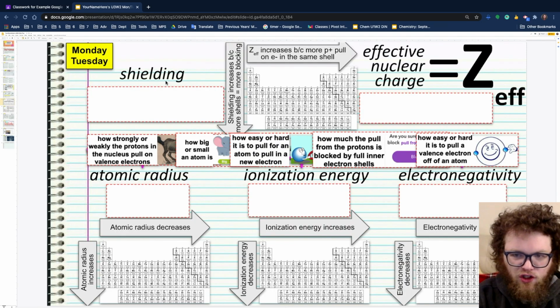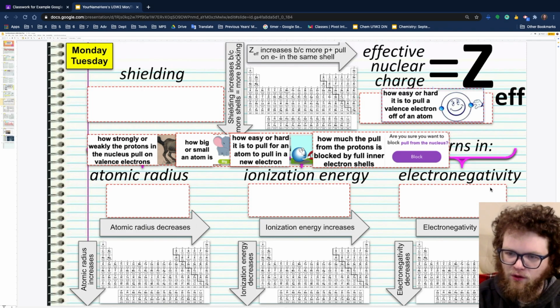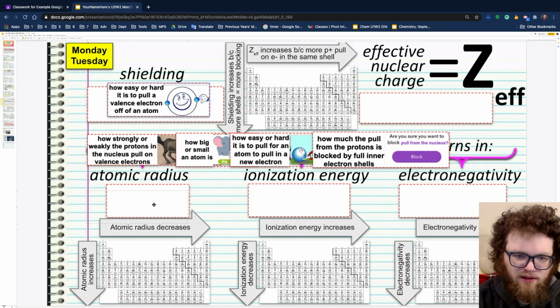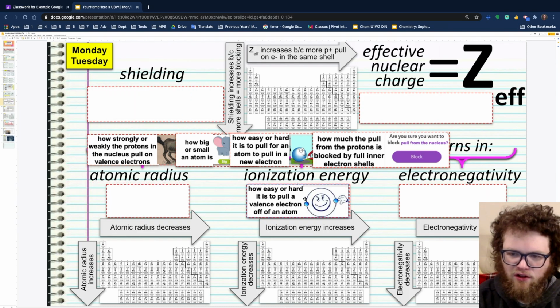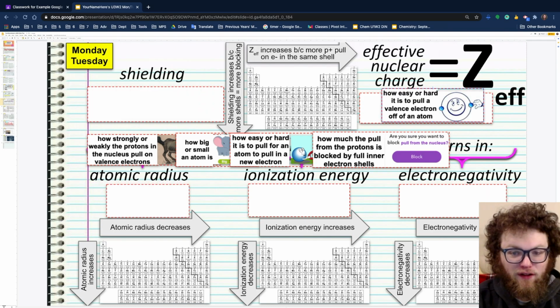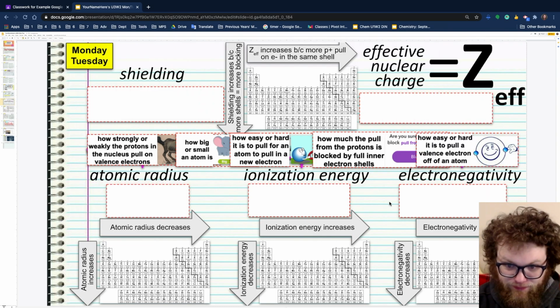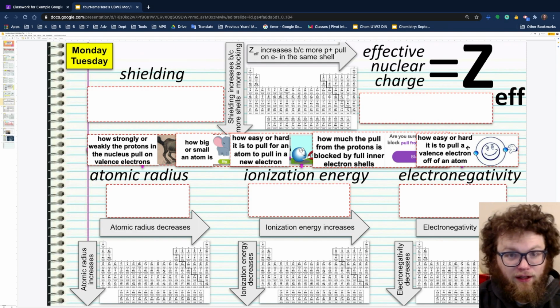Okay, so we just talked about shielding and effective nuclear charge. There's also here atomic radius, ionization energy, and electronegativity. And it looks like we have these little definition cards that we can place on each thing. So which one is how easy or hard it is to pull a valence electron off of an atom? Is that effective nuclear charge? Is that shielding? Is that atomic radius? Is that ionization energy? Or is that electronegativity? See if you can figure these 5 out before we go over it. Pause the video now and try it yourself. Okay, and here's what you should have got.